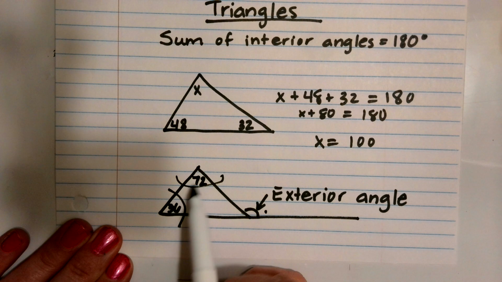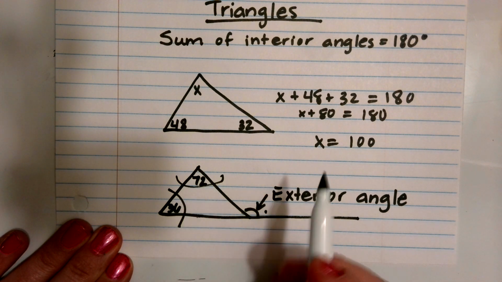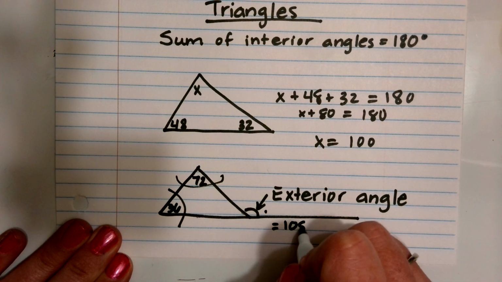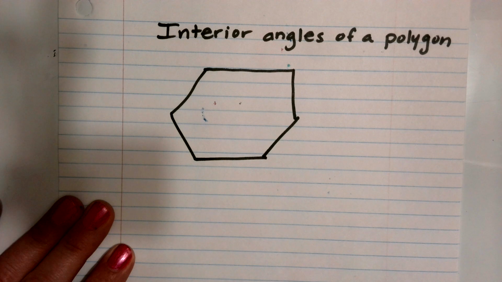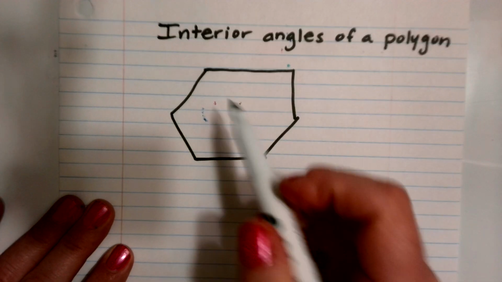So if we know what these are, let's say they're 36 and 72, we could add them together and find this exterior angle is equal to 108 degrees. Okay, now we're going to solve for the interior angles of a polygon. And there's two different ways to do it.